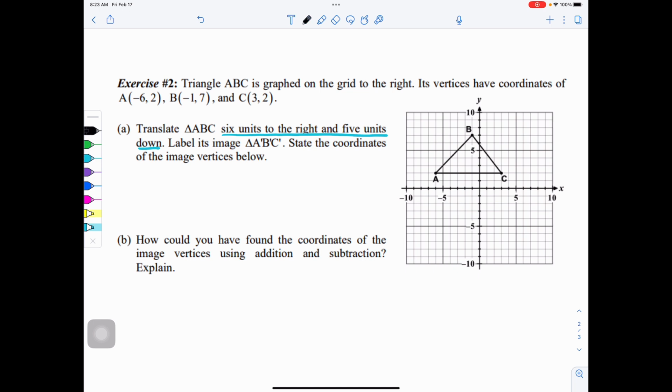So I'm going to take a step ahead of that, and I'm actually going to write down the original coordinates as well again, just so we can see where everything goes. So A was at (-6, 2), B is at (-1, 7), and C is at (3, 2). And then we will say where they end up. So I'm going to take each point and count 6 units to the right and 5 units down. So we'll start at point A. We'll go 1, 2, 3, 4, 5, 6 to the right, and then 1, 2, 3, 4, 5 units down. That puts A prime right there at (0, -3).